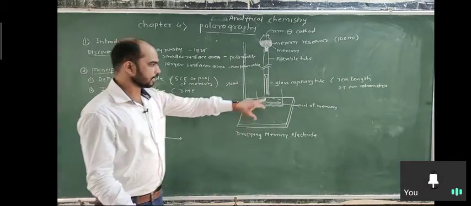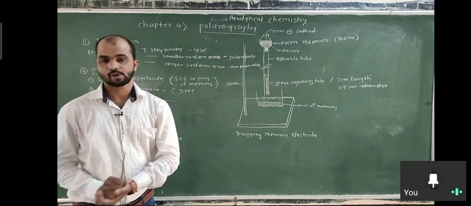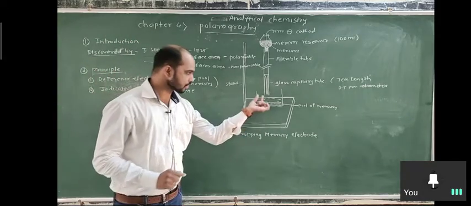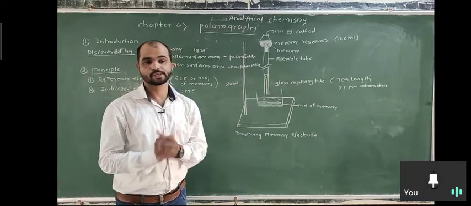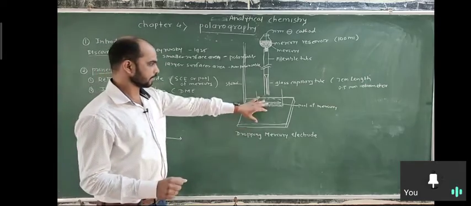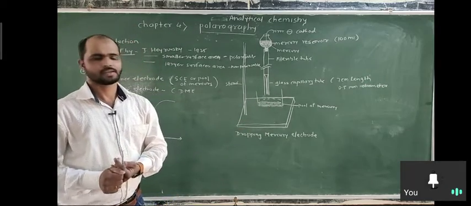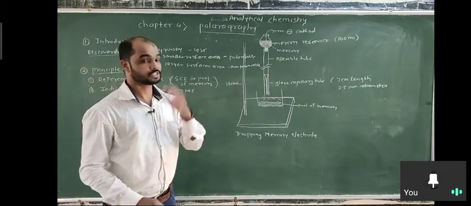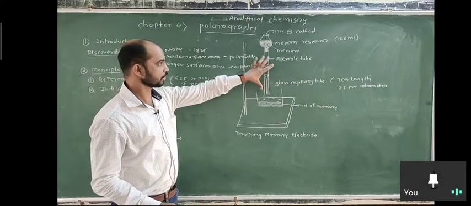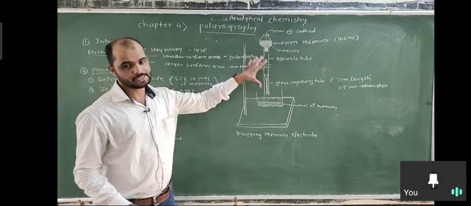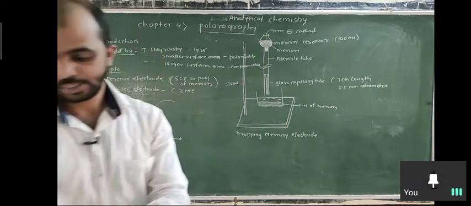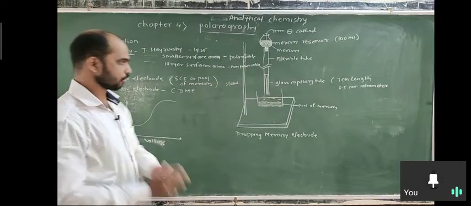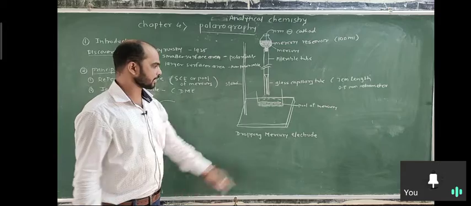But basically, how much potential is developed when current is applied depends on the concentration of the solution, meaning how much concentration of solution is taken to be analyzed. That shows how much potential is developed on the electrode, on the dropping mercury electrode. So that is all about the introduction. The potential developed is based on the concentration and nature of the substance.